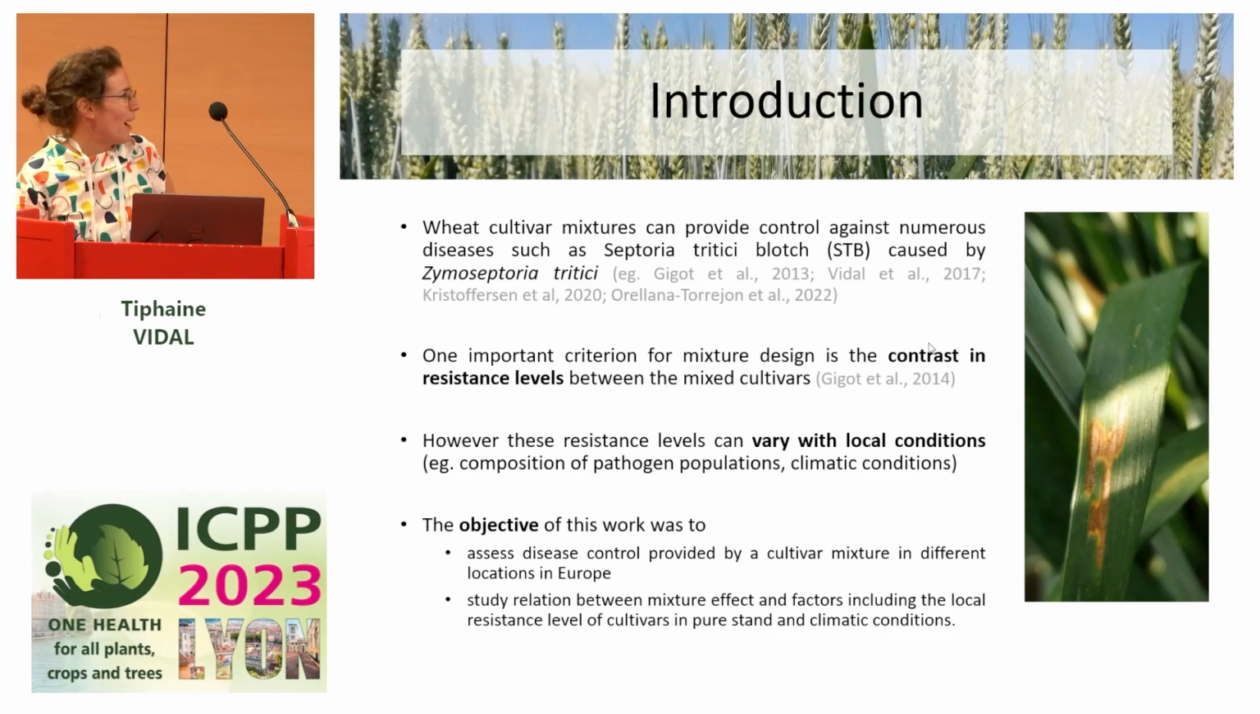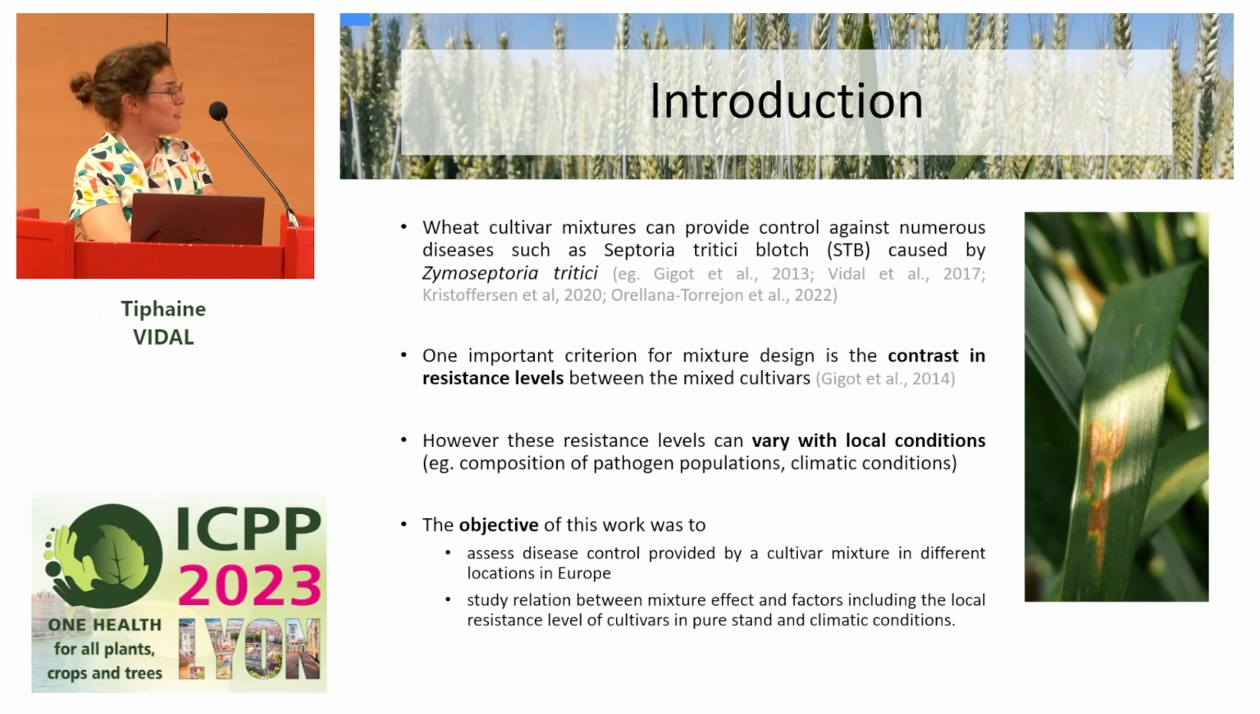So I mostly skip that. You know that there can be a mixture effect on Septoria tritici blotch. I think we've seen that before. One important criterion for mixture design is the contrast of resistance between the mixed cultivars. But you might know that the resistance level for a given cultivar can vary with local conditions.